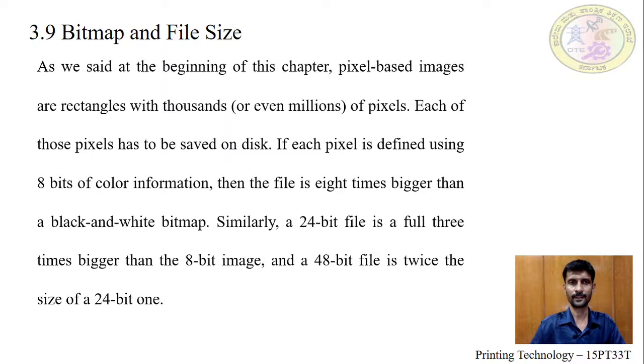A bitmap is made up of tiny pixels. We have already discussed this in the chapter. It consists of rectangles with thousands of pixels. Each of those pixels has to be saved on a disk. Each pixel is defined using 8-bit color information. Then the file is 8 times bigger than the black and white bitmap. Similarly, a 24-bit file is 3 times bigger than the 8-bit image, and even a 48-bit file is twice the size of a 24-bit file.